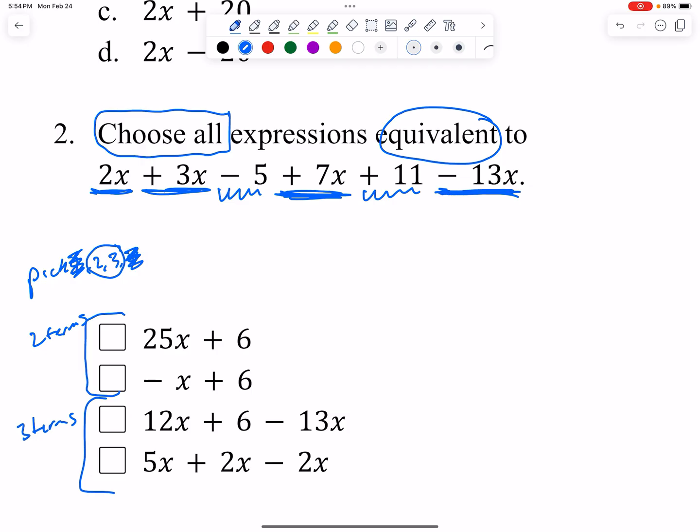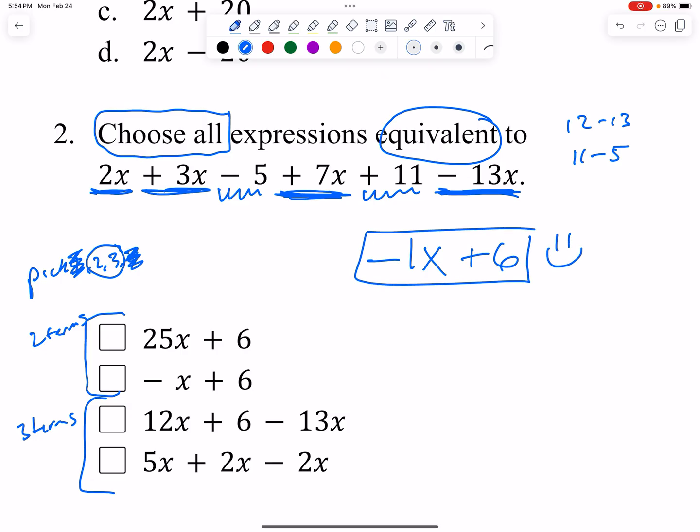12 minus 13, wow, really? Okay, so I'm going to have 12 minus 13. The 13's bigger, so it's negative 1x. And then for my units, I have negative 5 plus 11, or I have 11 minus 5, so that's just a 6. So this is my answer. And notice right away, boom, that one is done.